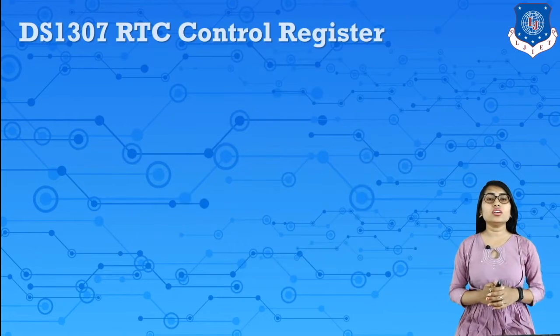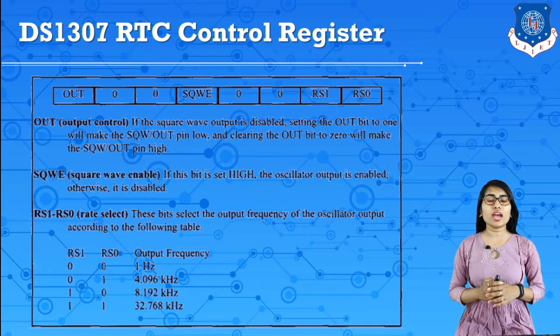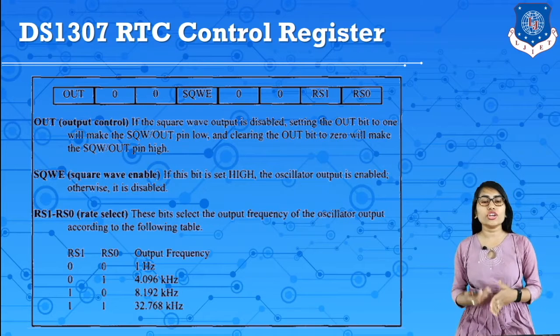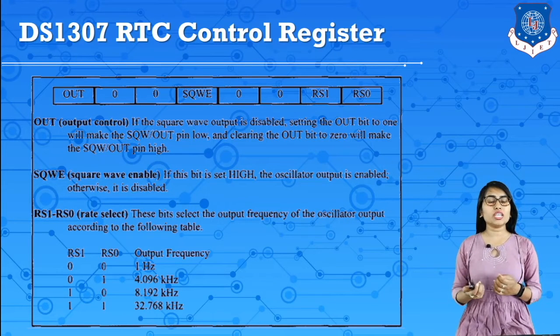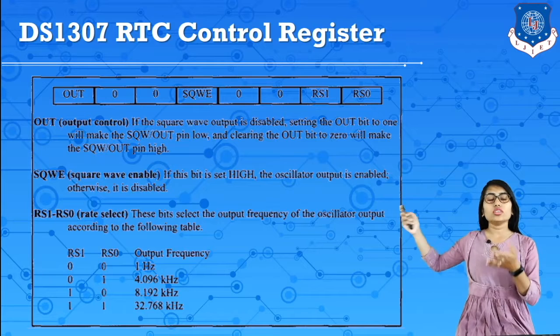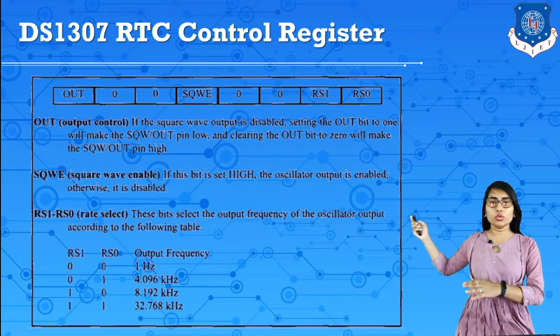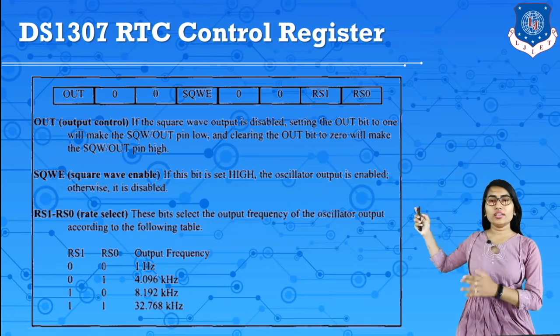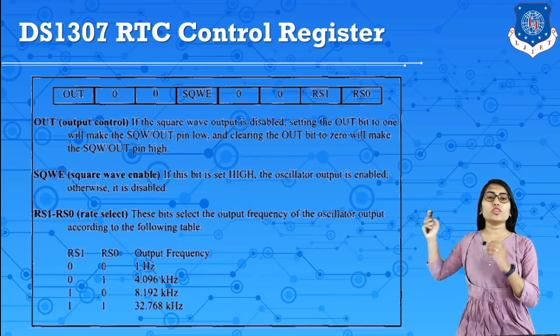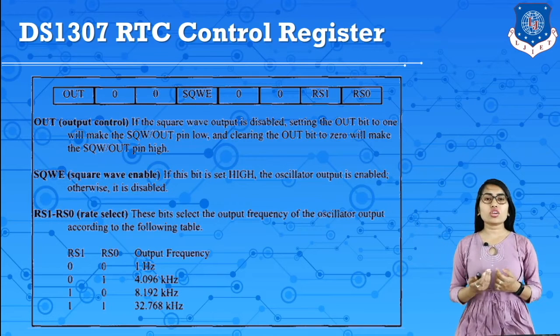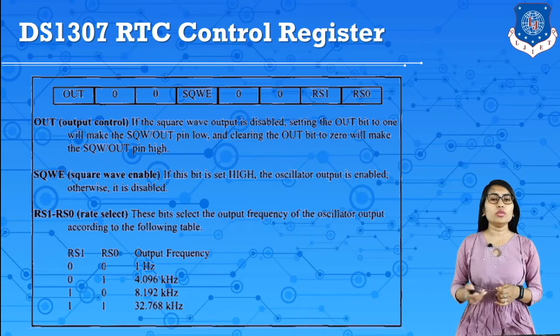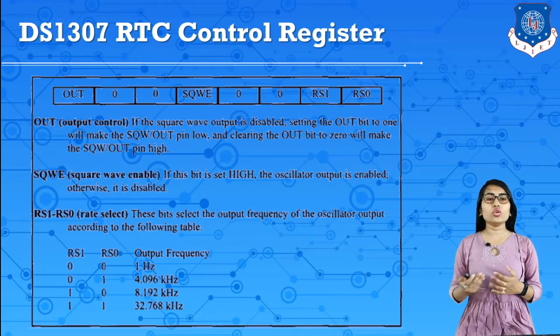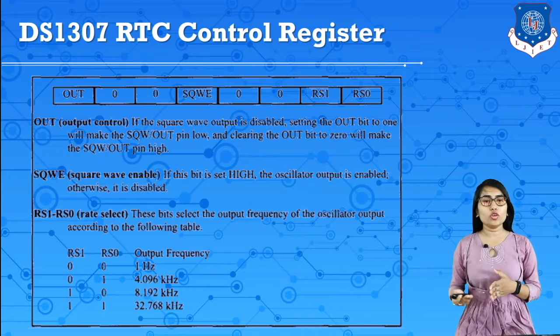Here this DS1307 RTC has one control register for controlling the bits. These bits are OUT, 0, 0, SQWE, 0, 0, RS1, RS0. OUT means output control. If the square wave output is disabled, setting the OUT bit to 1 will make the SQW/out pin low, and clearing the OUT bit to 0 will make the SQW/out pin high.